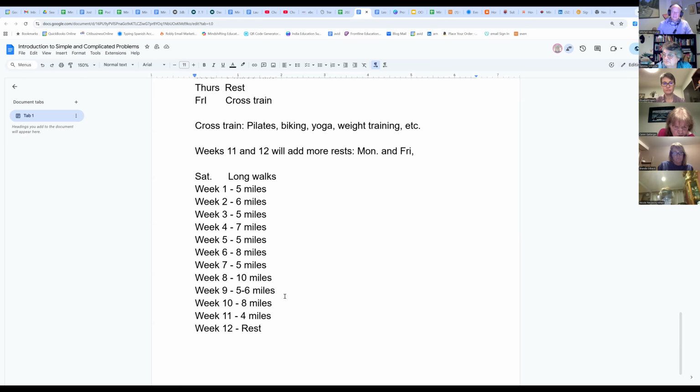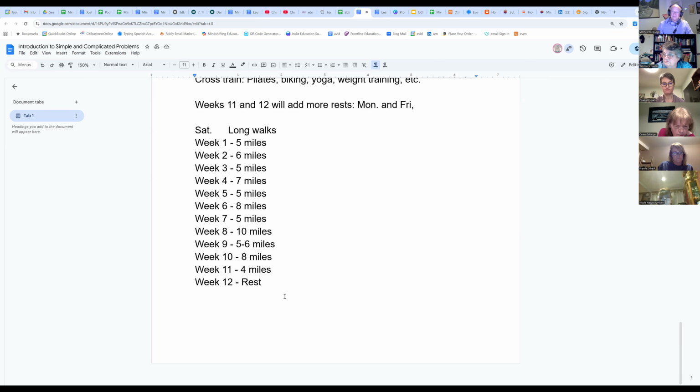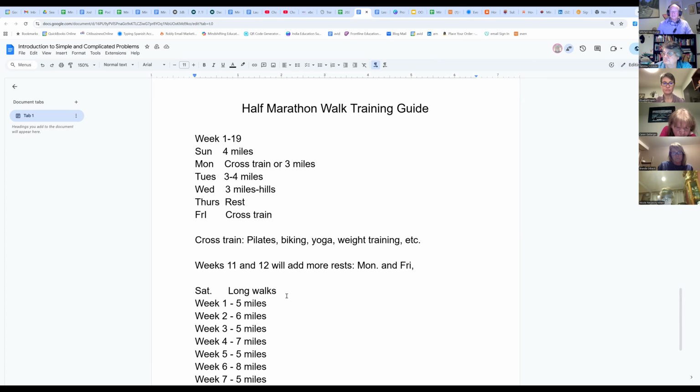Actually, if you can scroll up where, weeks. Okay, so basically how the week would work is on Sunday you go about 4 miles. On Monday you cross train, or you can do 3 miles, and you can see cross train. You could do Pilates, bicycle, yoga, weight training, etc. On Tuesdays, you would go 3 to 4 miles. Wednesday, 3 miles, but include hills.